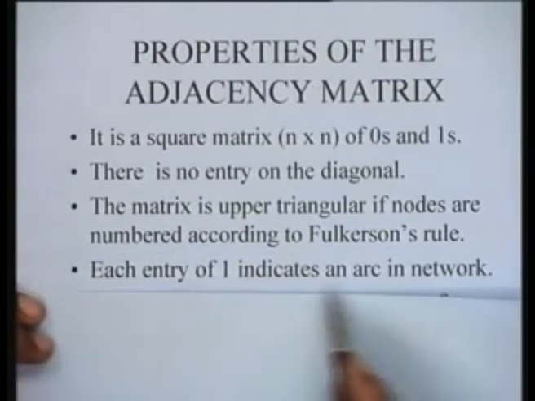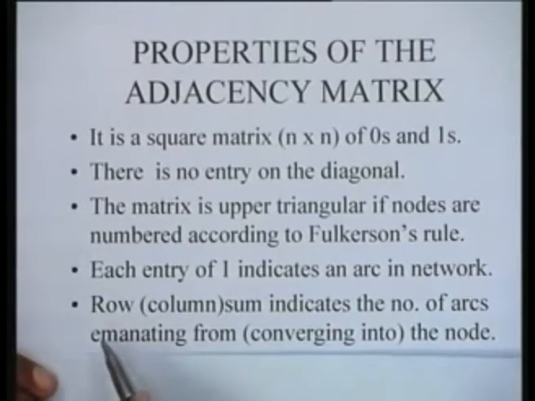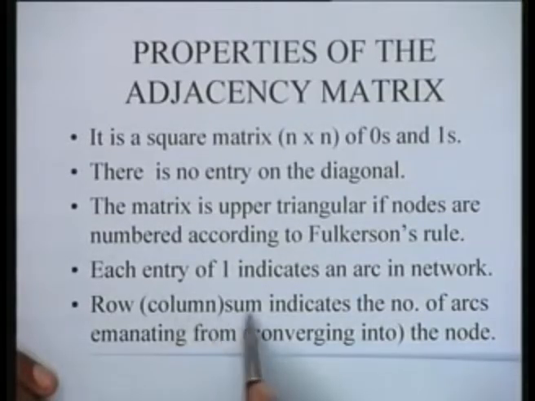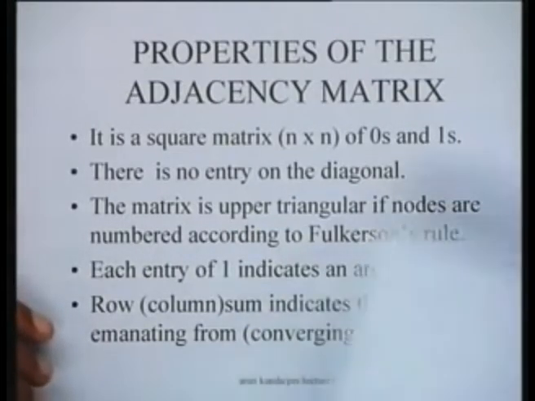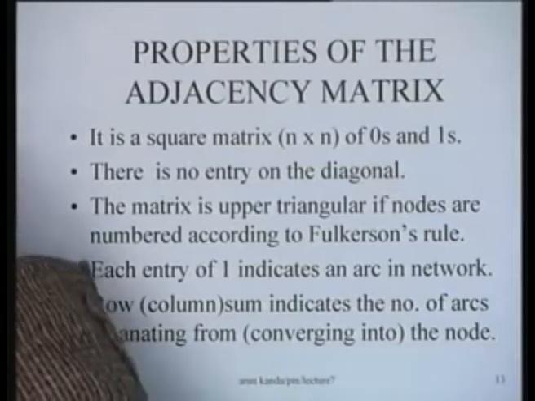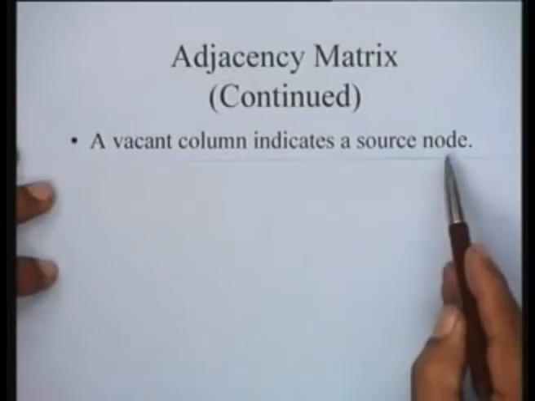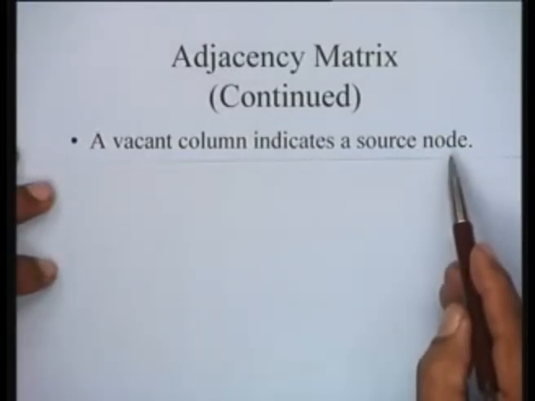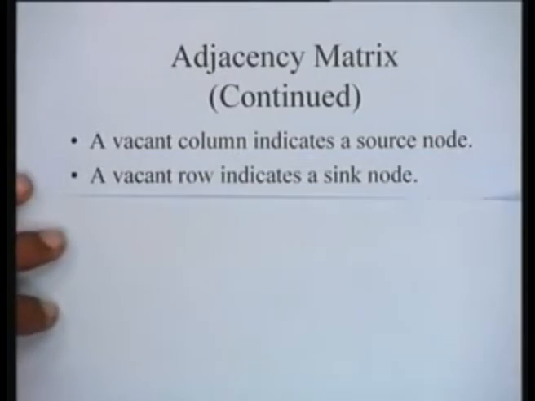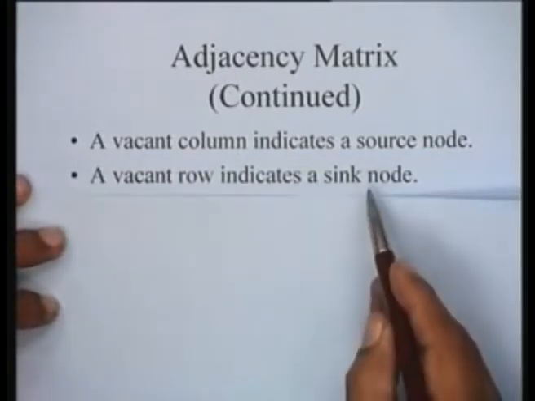Each entry of 1 indicates an arc in the network. The row sum indicates the number of arcs emanating from the node, and similarly the column sum indicates the number of arcs converging into the node, as we just saw. Another interesting thing about the adjacency matrix is that it's very easy to identify the sources and sinks. How? A vacant column will indicate a source node. A vacant row will indicate a sink node.